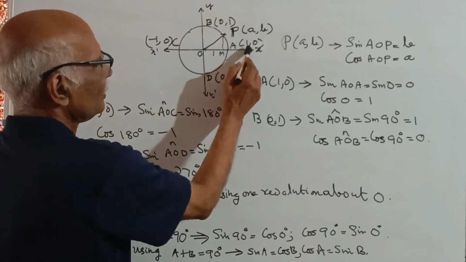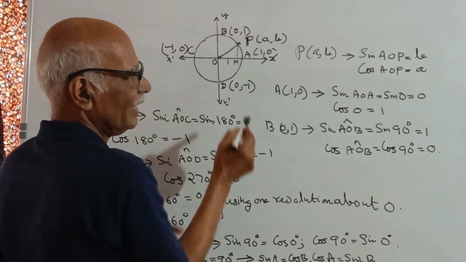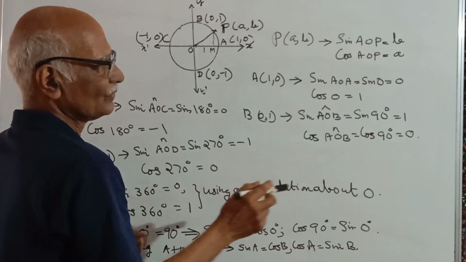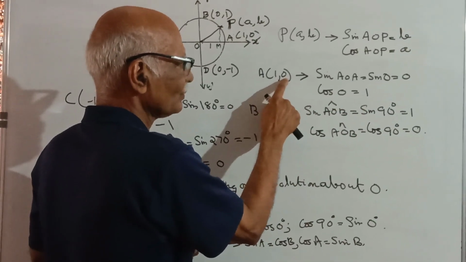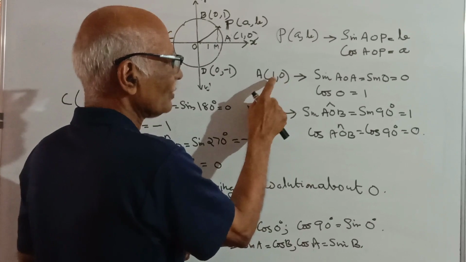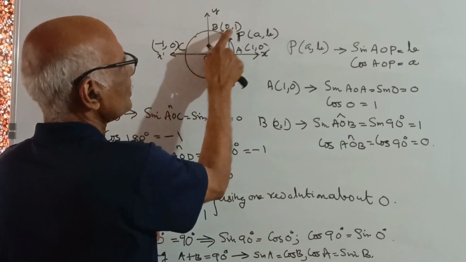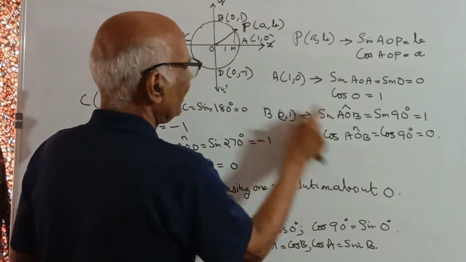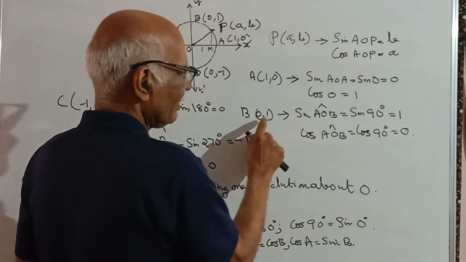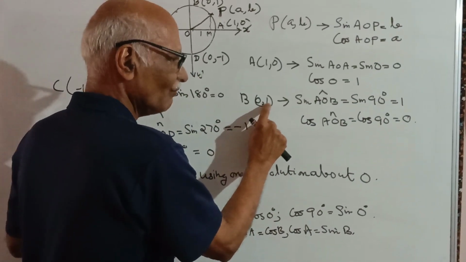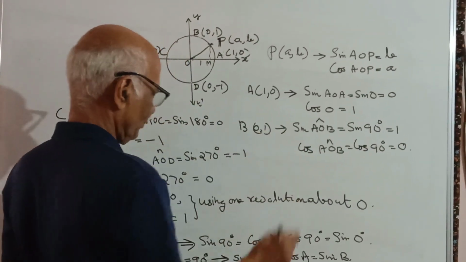Now if you take (1, 0), actually the angle is AOA, which means there is no angle. So sin 0: we told you sin goes for the y coordinate, so sin of 0 is 0. Cos of 0 is 1, the x coordinate. If you go for B (0, 1), sin of AOB is sin of 90 degrees. Sin means the y coordinate, so it is 1. And cos AOB, cos 90 degrees, is the x coordinate 0.